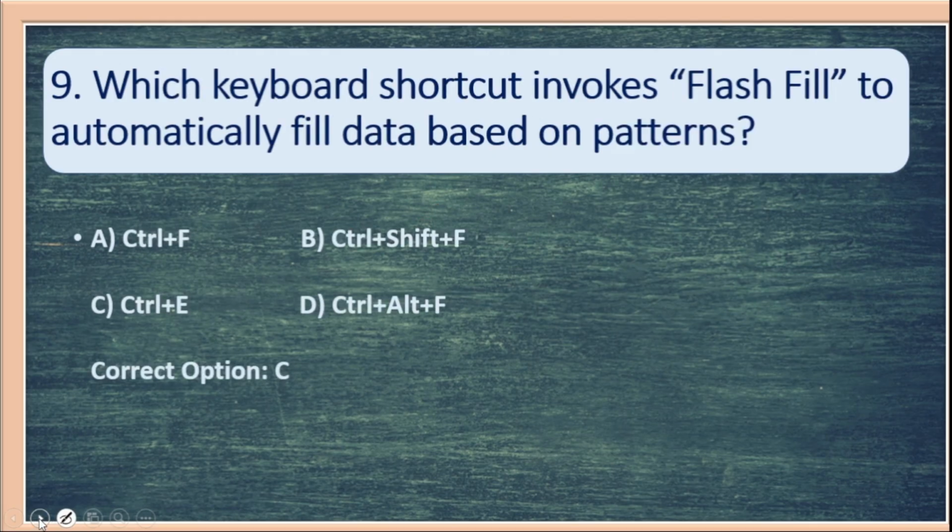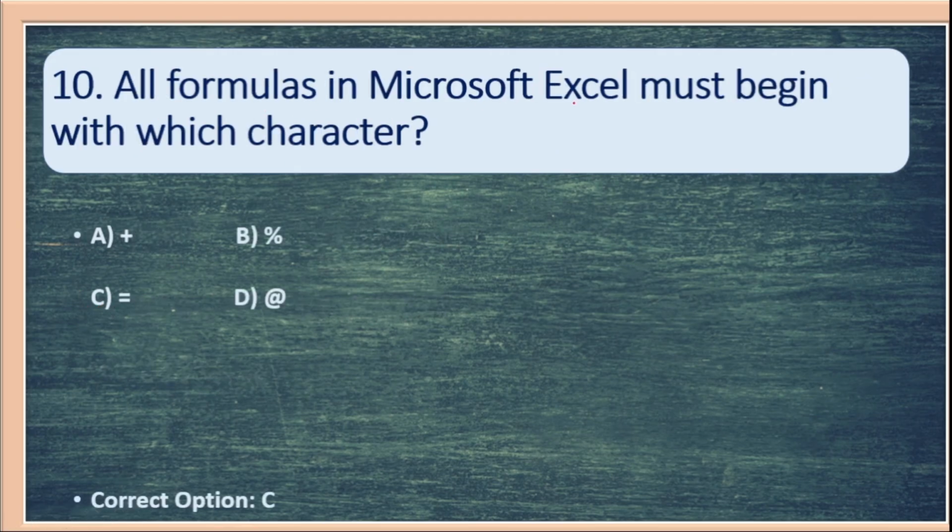Which keyboard shortcut invokes Flash Fill to automatically fill data based on a pattern? Ctrl plus F, Ctrl plus Shift plus F, Ctrl plus E, Ctrl plus Alt plus F. Answer is C, Ctrl plus E. All formulas in Microsoft Excel must begin with which character? Plus, percentage, at the rate, equal to. Answer is C, equal to.